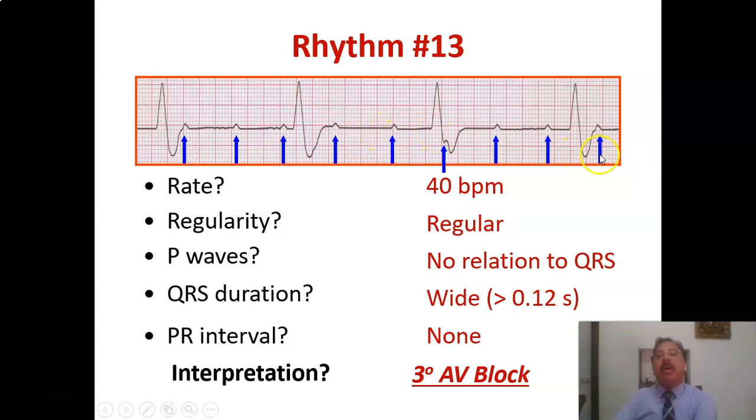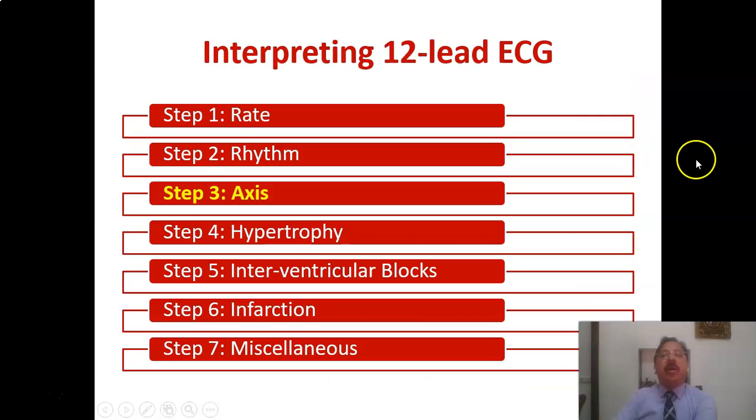Atria and ventricles are acting independently. There is complete atrioventricular dissociation, no relationship. If you see the RR distance, they are equally apart. If you look at the P waves, they are equidistant. So atria are beating on their own, ventricles are beating on their own.